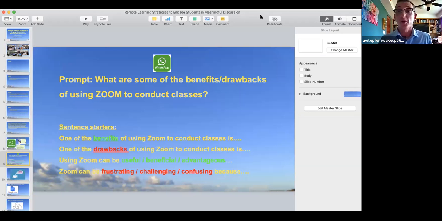Guys, we're gonna do more with WhatsApp a little bit later on. But I want to just talk for a moment about some of the benefits of Zoom and disadvantages that I've noticed. I think that Zoom can be a very beneficial platform for bringing a group together, for a teacher to give instructions, slides, and sometimes for group discussion.